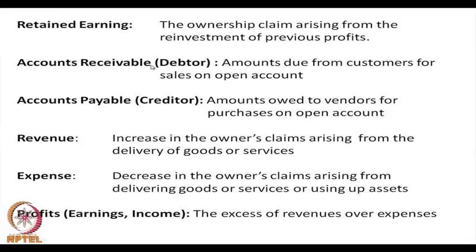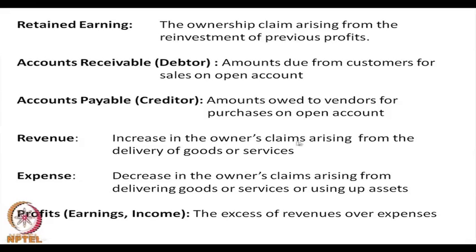Accounts receivable, also called debtor, is the amounts due from customers. So, that means suppose that I sell my goods to customers on credit, then this amount is receivable from the customers, amounts due from customers for sales on open account. Open account means on credit. The opposite is accounts payable, for which we had already considered an example, and that is also known as creditor, amounts owed to vendors for purchases on open account. So, Hari bought goods on credit for 30,000 rupees. So, that is accounts payable.